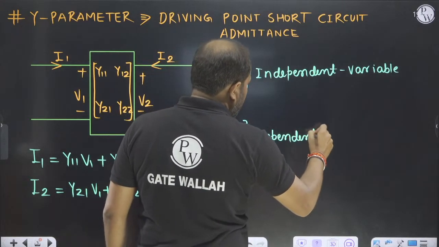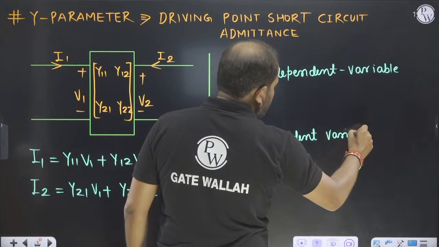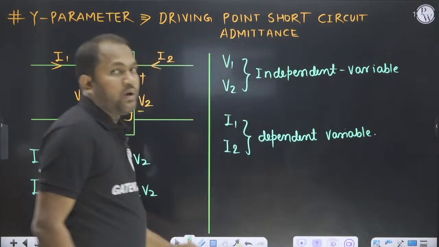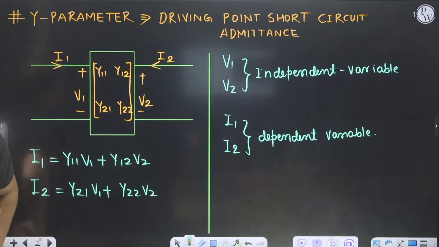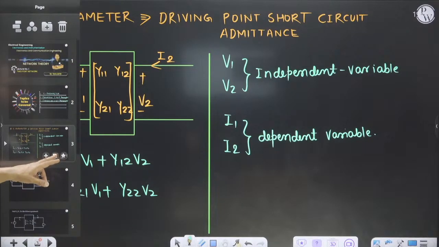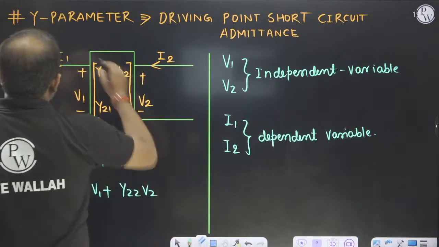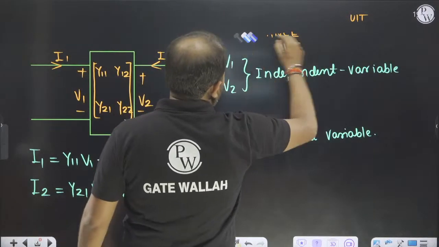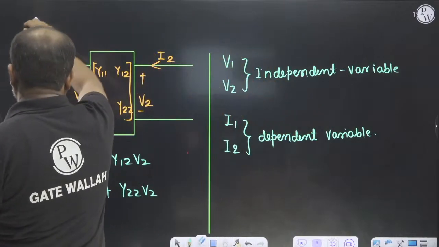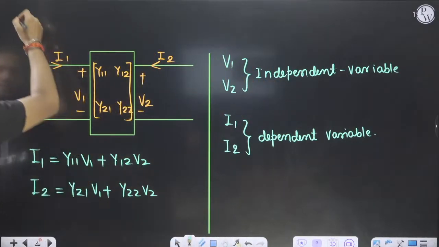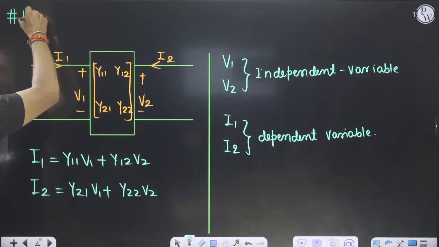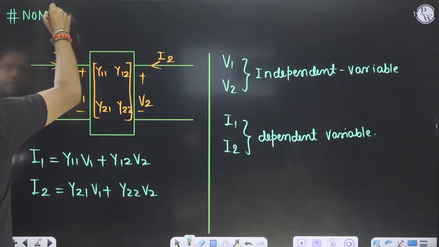Second thing we have to understand is the nomenclature, the name of the Y parameters. What is Y11, what is Y12, what is Y21, what is Y22, we have to know. So the second point is the nomenclature of Y parameter. What is the nomenclature of Y parameter?